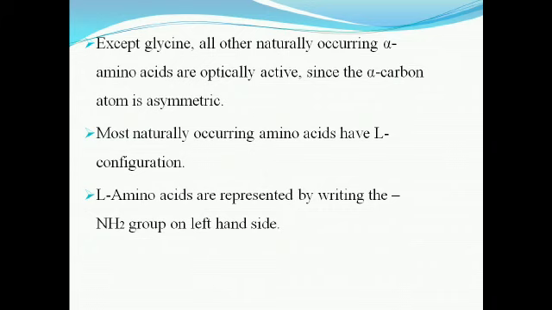Except glycine, all other naturally occurring alpha amino acids are optically active since the alpha carbon is asymmetric in nature. Most naturally occurring amino acids have L configuration. L amino acids are represented by writing the NH2 group on the left side.